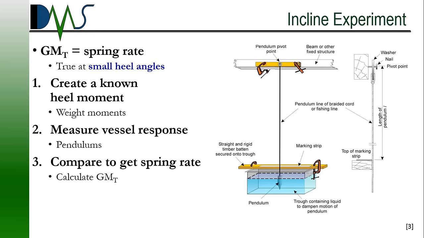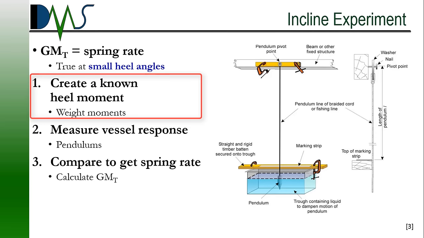That is our measure for how quickly the heeling moment increases as the ship heels over. That analogy is important because at small heel angles, this analogy matches real life. The ship demonstrates a very predictable and linear response as it heels over. That is good. Linear responses mean easily detectable patterns. This is the goal of the incline experiment: calculate the GMT. GMT comes from the relation between an applied heeling moment and the heel angle. So we need to measure those two values.